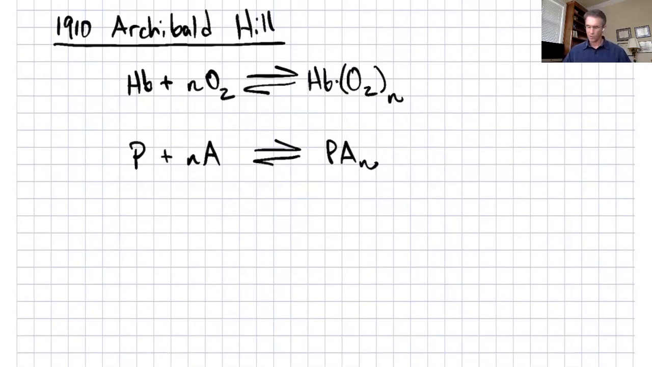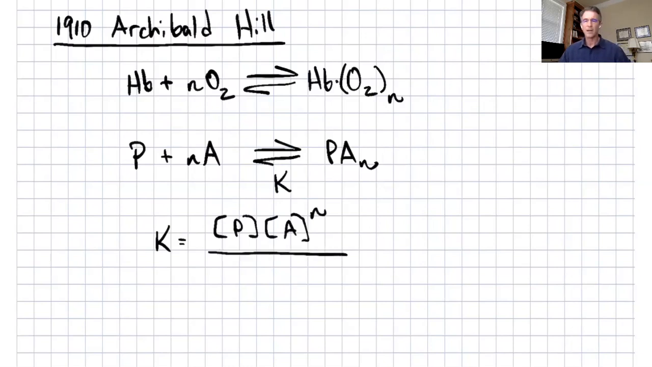Okay. So we know, in principle, we could write down an equilibrium constant associated with that equilibrium. And we'll define it as a dissociation constant. So that would mean K would simply be equal to the concentration of P times the concentration of A. But since we've got multiple moles per event, we've got to raise that to an exponent, right? Divided by the concentration of PA sub n in that fully liganded complex.